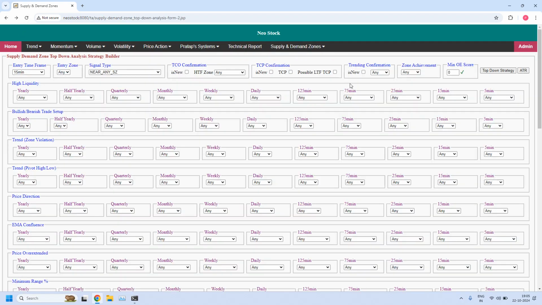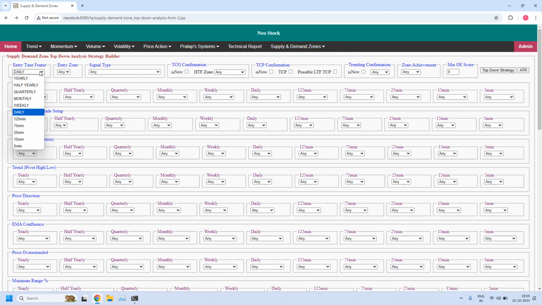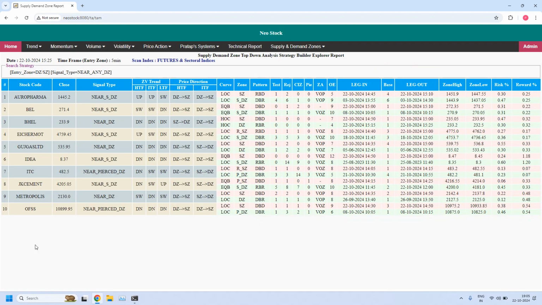Okay, next time frame is 5 minutes. Let us find the stocks near 5 minutes demand zone. 10 stocks are filtered near to the 5 minutes demand zone.